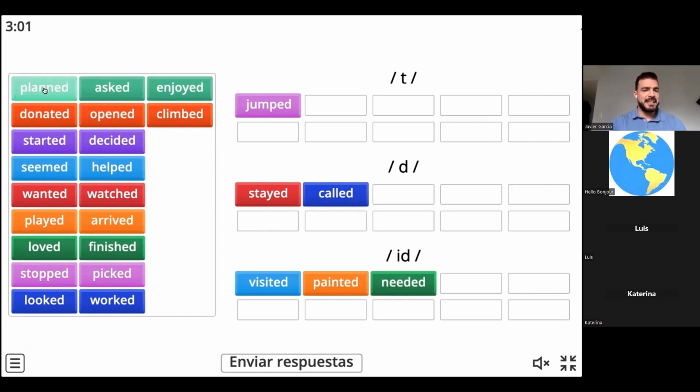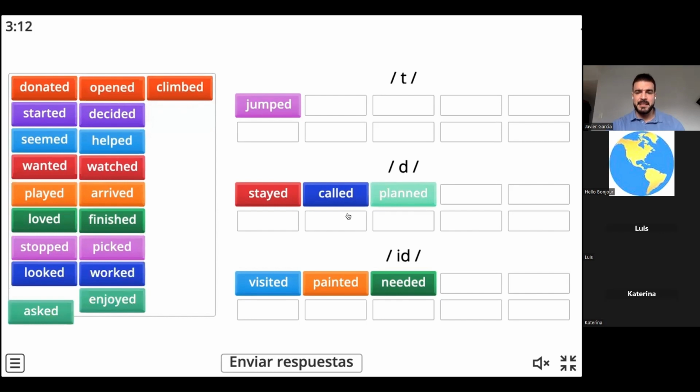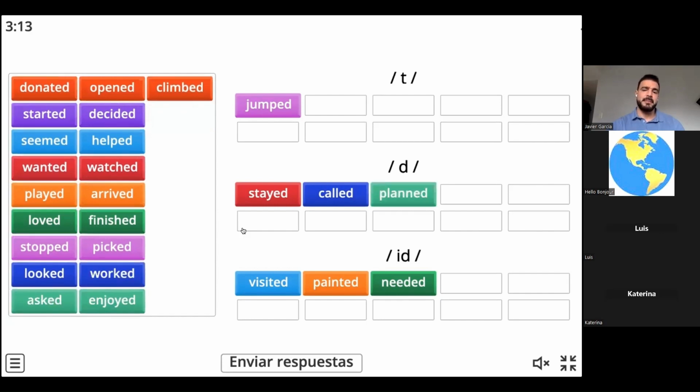What about this one? Planned. It has an N. Planned. Katerina. The D, right? Planned, because it has a double N at the end. Planned. We put it in the past tense, correct? Planned.